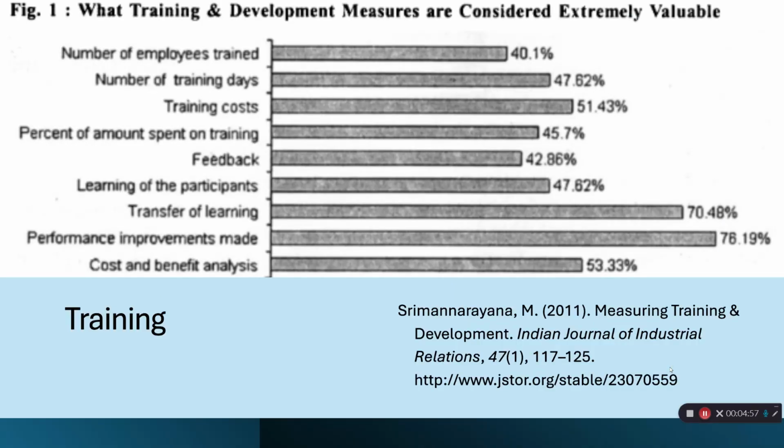The last article we will look at revolves around training. This study analyzes what measures of training are deemed valuable, which you can see are all on the screen. So 3/4 of participants identified performance improvement as the most valuable measure. 53% valued cost and benefit analysis. However, the biggest measure of training value was direct feedback from participants, so that way upper management would be able to hear if the training was effective for them.